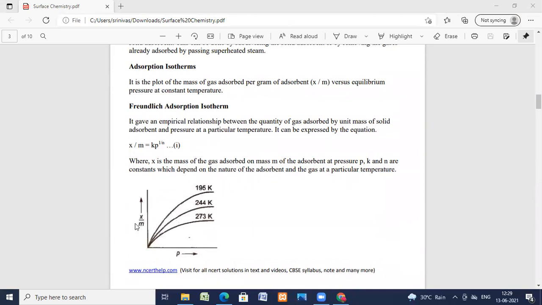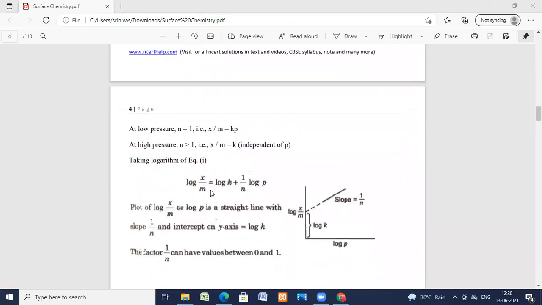So x by m is on the y-axis and p on the x-axis. And at different temperatures, you get the isotherms. This is one isotherm at one particular temperature, with different plottings. And this one at 244 Kelvin is a different plotting. So this is one isotherm, this is another isotherm, and this is another isotherm for adsorption. This is given by the Freundlich isotherm.